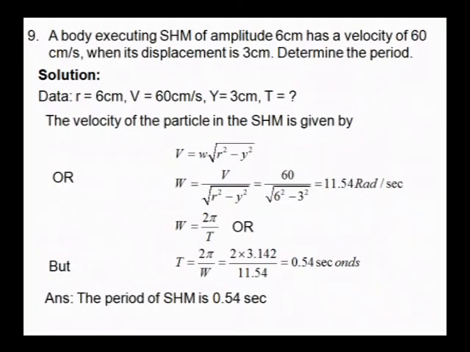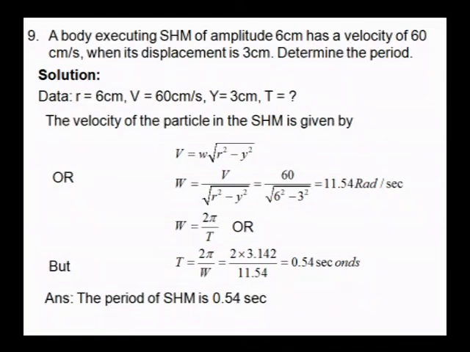First, the formula for time period of simple harmonic motion, T is equal to 2 pi by omega. We know the pi value is 3.142, but we do not know the angular velocity. So, let us first calculate the angular velocity from the formula V is equal to omega root r square minus y square. So, omega is equal to V by root of r square minus y square, that is equal to 60 by root 6 square minus 3 square. So, we get the angular velocity as 11.54 radians per second.